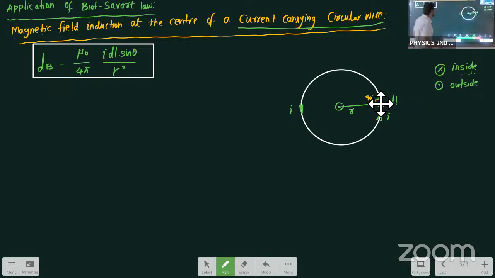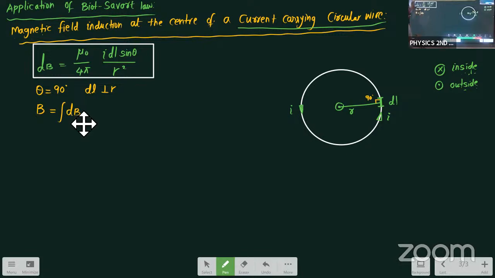Let us determine the total magnetic field due to this current carrying circular wire at the center of that coil. Now everyone see here. Theta is equal to 90 degrees. That is nothing but dl is perpendicular to r. So let us determine the total magnetic field. It is given as B is equal to the total magnetic field, B is equal to integral dB.